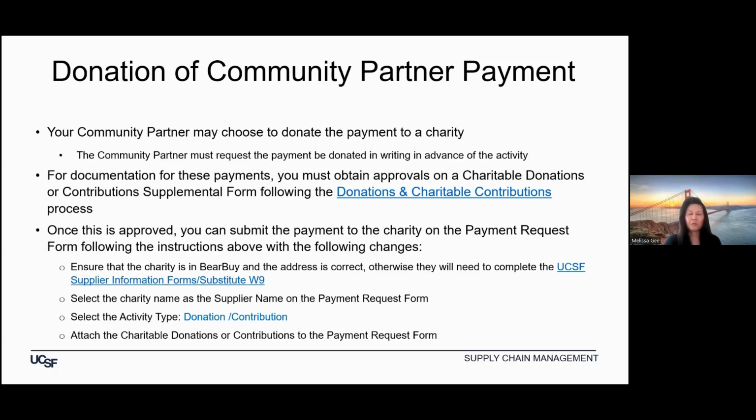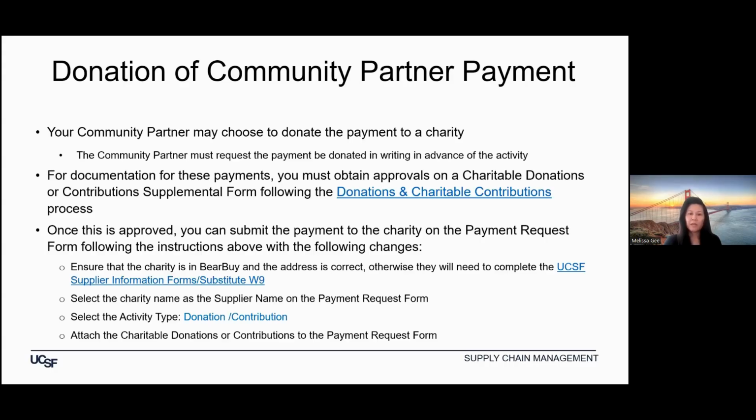Sometimes your community partner may agree to do the work, but say, we don't want the payment directly, we'd like to donate it to a charity, which you definitely can do. A few things to keep in mind: you want to make sure that the community partner requests in writing, in advance of the activity, that the payment be donated. You don't want them to decide after they do the work, because they may have some tax liability if they decline afterwards. So you definitely want to work with them upfront to donate their payment to a charity so they don't have tax liability for the payment.